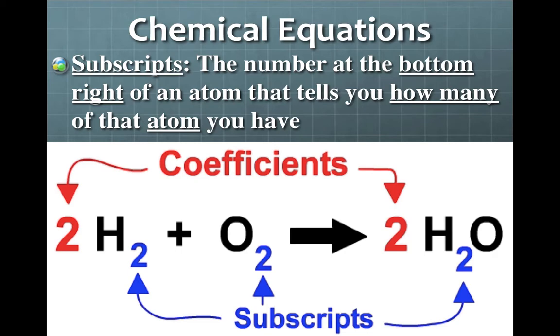The subscripts, which you guys know all about, so I'm not going to spend any time on this. The blue 2's in the picture at the bottom are called subscripts. It tells you how many of that atom you have. So 2 hydrogens, 2 oxygens, 2 hydrogens.